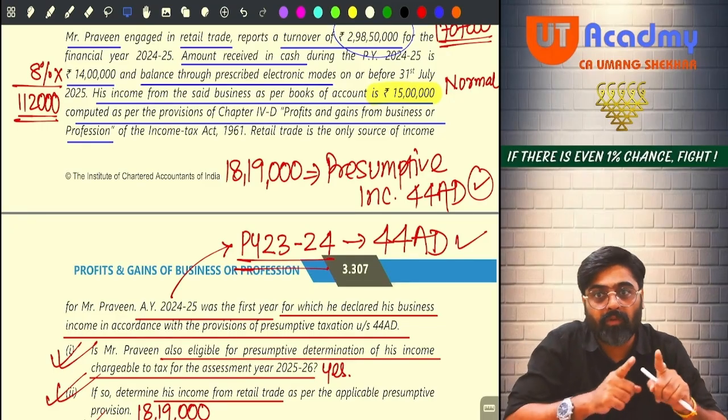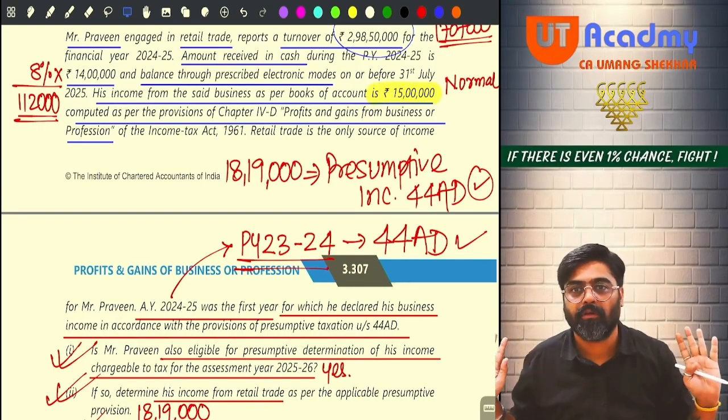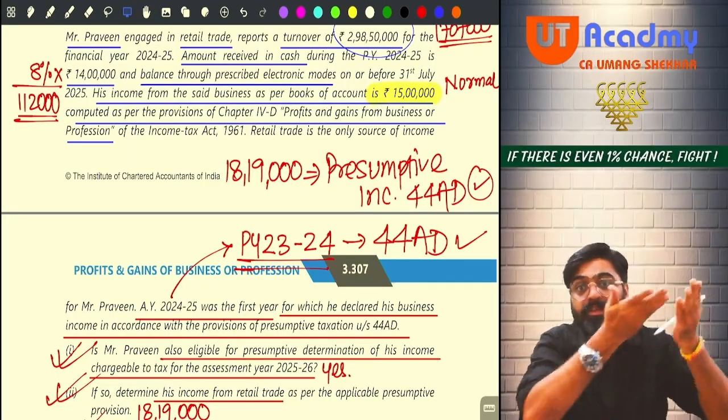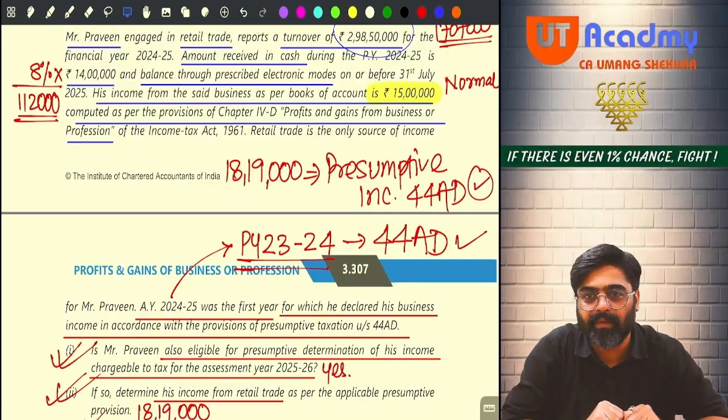So this year, now you'll have to maintain the books also and get them audited also. Because this year's total income will be this year's PGBP income only, which is 15 lakhs, which is more than your basic exemption limit. Getting my point, sir?